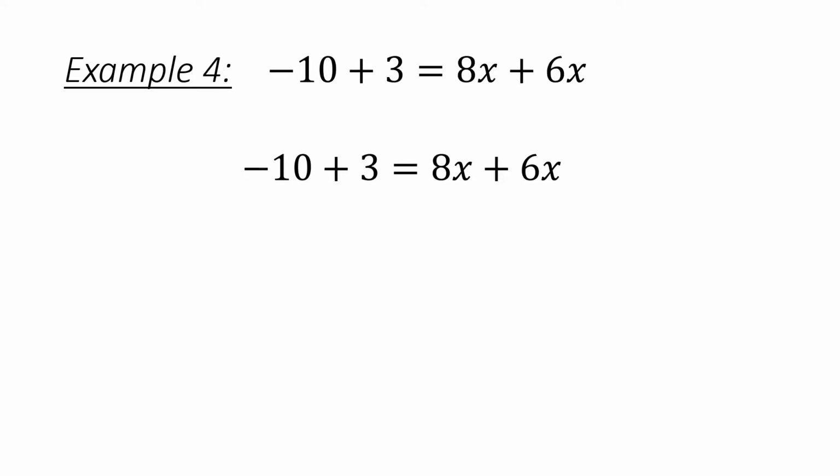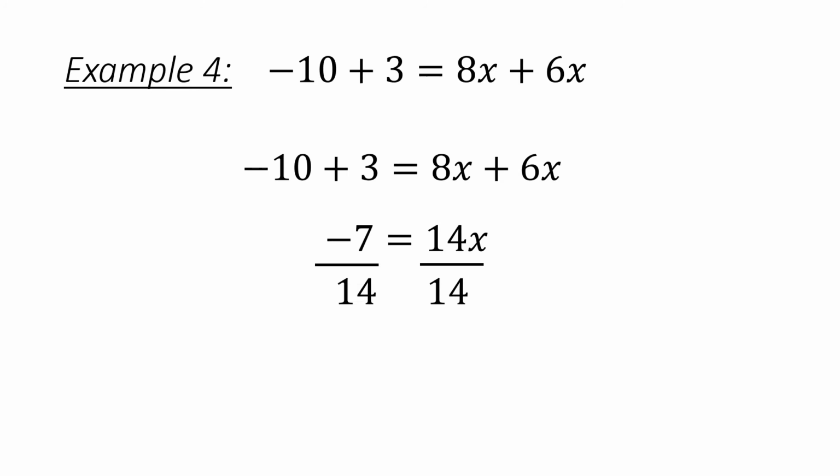Last example, example 4, we have negative 10 plus 3 is equal to 8x plus 6x. So we're going to simplify both sides of the equation. Negative 10 plus 3 gives us negative 7. 8x plus 6x will give us 14x. Now we need to solve for x by solving this one-step equation by moving the 14. 14 is being multiplied by x, and so we need to divide both sides by 14.